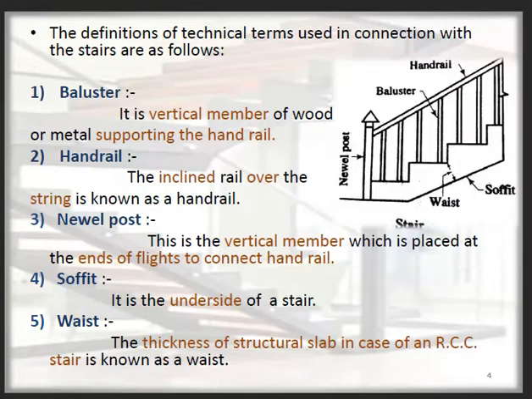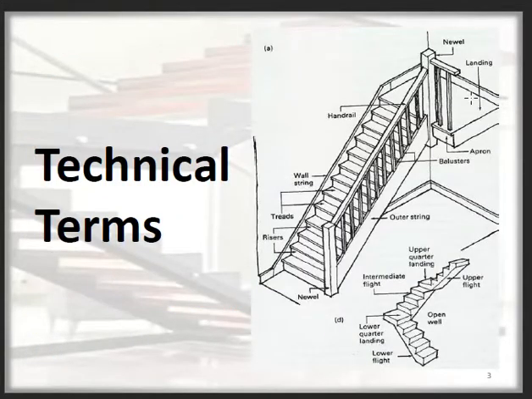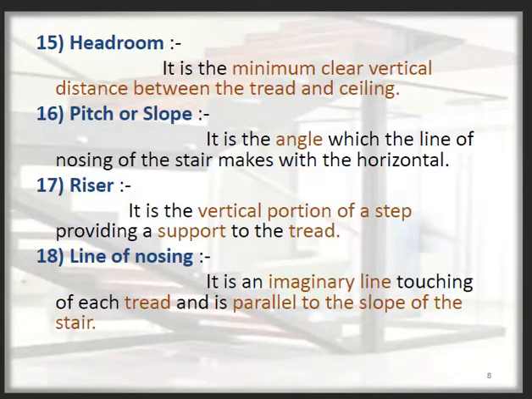Let's see this. This is the landing point, known as the winder. This helps in changing the direction from one flight to another. That's why it is also known as a winder.